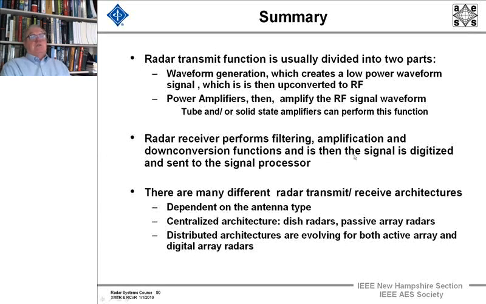And the radar receiver portion has filtering, amplification, and down conversion signal functions. We've looked at those in detail, and how the signal is digitized and sent down to the signal processor in a variety of architectures. There are very many different ways to put these architectures together, which we looked at in the last section. They'll depend on the antenna type and the function of the system mission you have: the centralized architecture with dishes or passive array radars, and distributed architectures evolving for both active arrays and digital array radars.